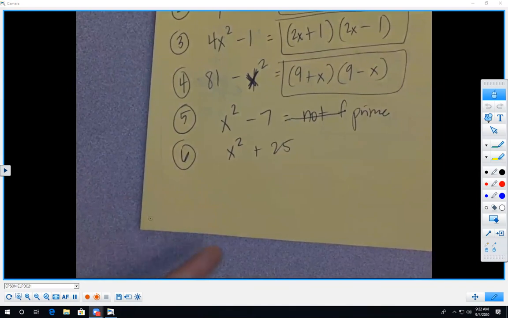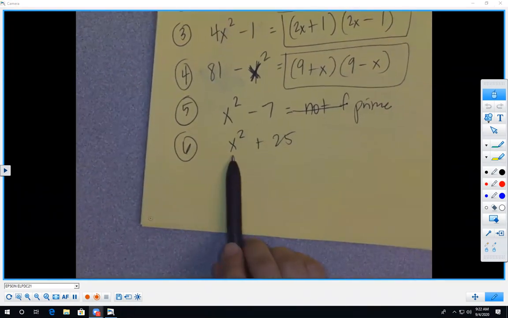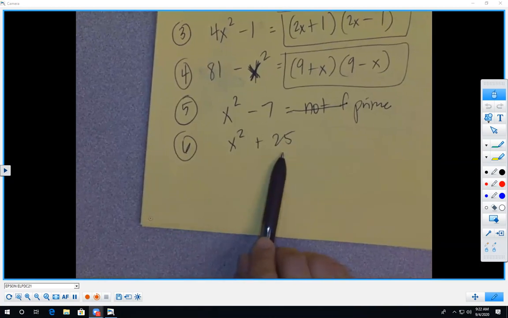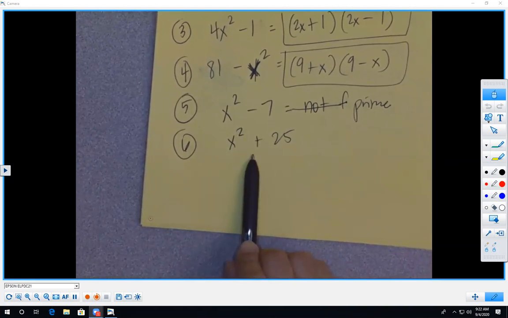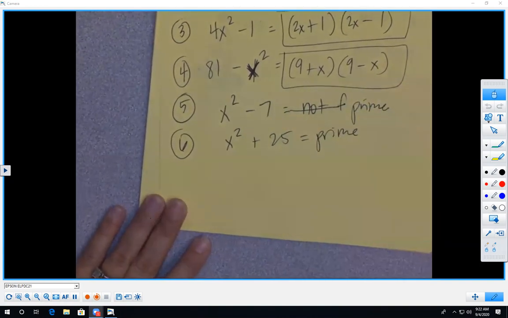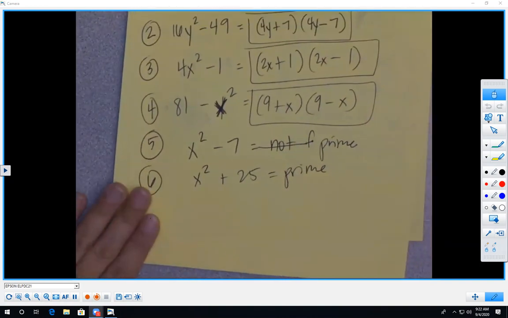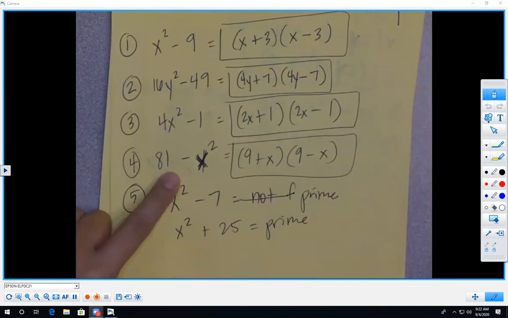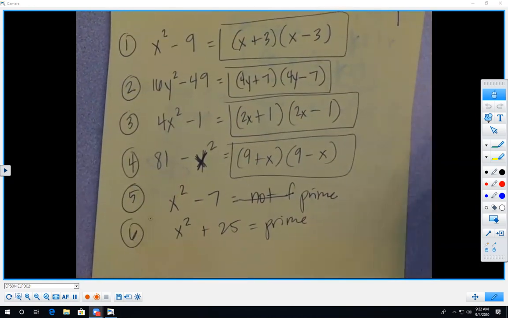It's the same thing. It's not factorable, it's prime, because can I take the square root of x squared? Yes. Can I take the square root of 25? Yes. Does it have a subtraction sign in the middle? No, it's the same thing. This is prime also. Okay, so that is the difference of two squares. It has to have a minus sign in the middle, you have to be able to take the square root of everything, and it's pretty straightforward.